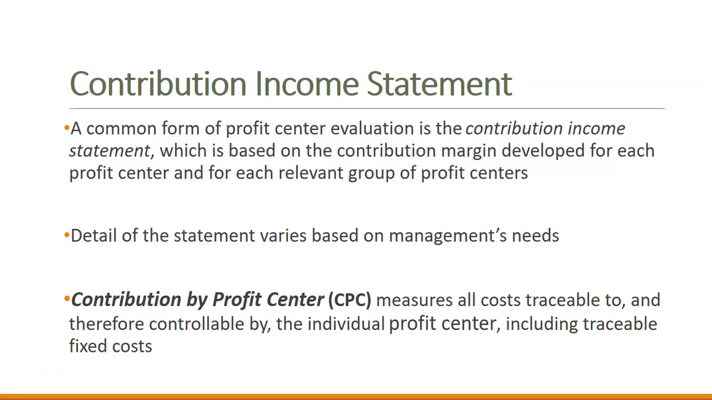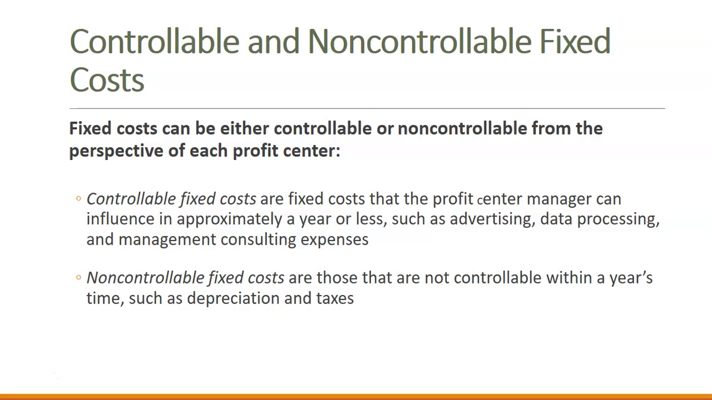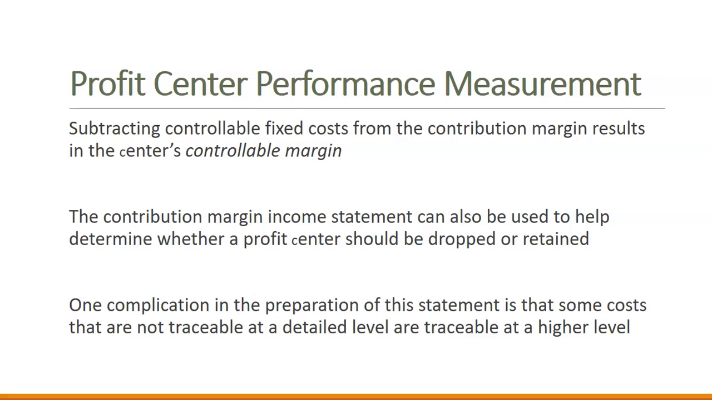When we're evaluating divisions, we use a contribution income statement. So this separates out our variable and fixed costs. We would also separate out our fixed costs into controllable fixed costs and non-controllable fixed costs. So what fixed costs are controlled by the actual manager and which ones are not controllable because they're set by contracts or other things. When we create our controllable margin, that's the contribution margin minus our controllable fixed costs.